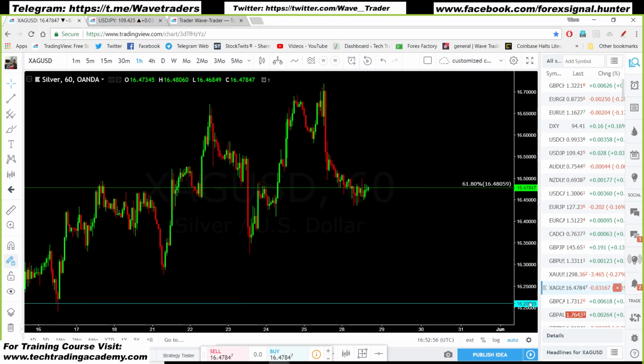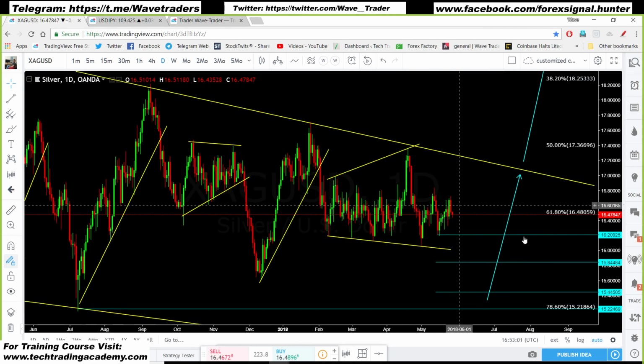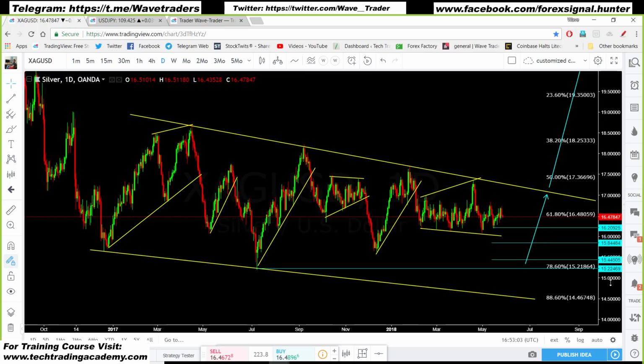Silver, just simply keep buying the silver every time it is coming close to the bottom. Same like last week, just place your orders over there. Buy at this area. Look for buy.